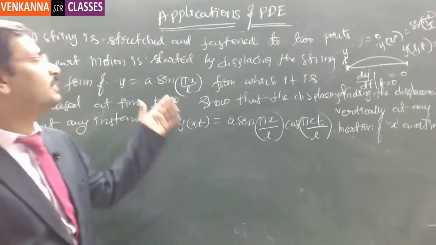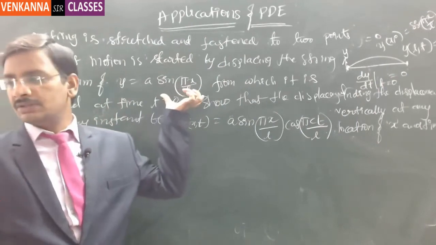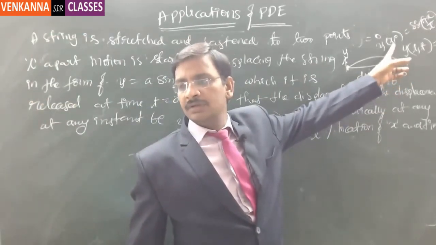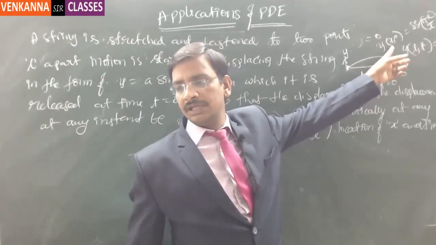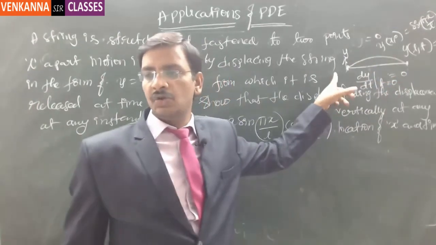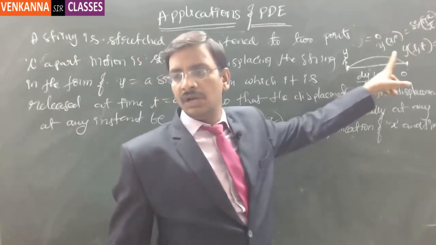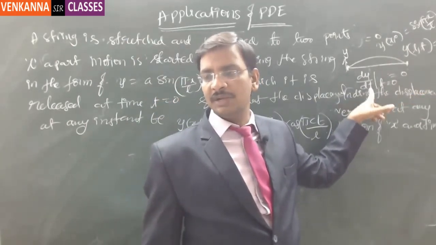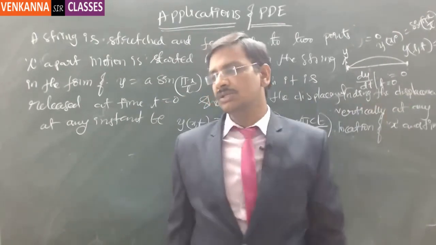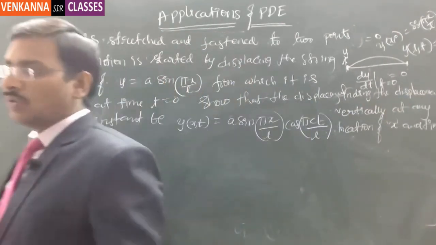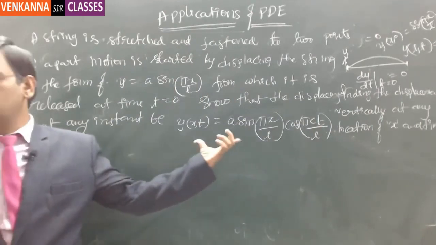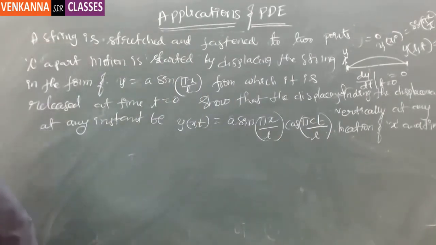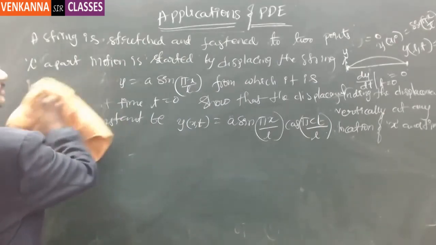So initial displacement is A sin pi x by L. So that is the initial condition, y of x comma 0. And y of 0 comma t is always 0 and y of L comma t is always 0, and the initial velocity dy by dt at t equal to 0 is again 0. So based on these conditions, we have to identify the wave equation to be this way. Got it?